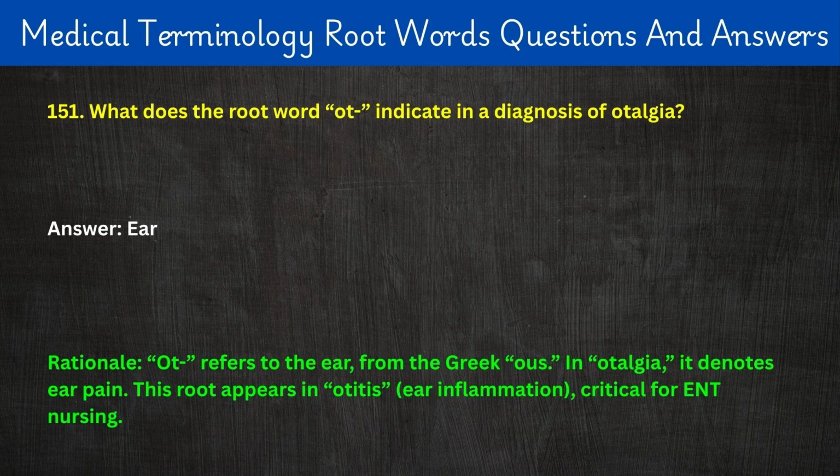151. What does the root word ot- indicate in a diagnosis of otalgia? Answer: ear. Rationale: Ot- refers to the ear, from the Greek os. In otalgia, it denotes ear pain. This root appears in otitis, ear inflammation, critical for ENT nursing.